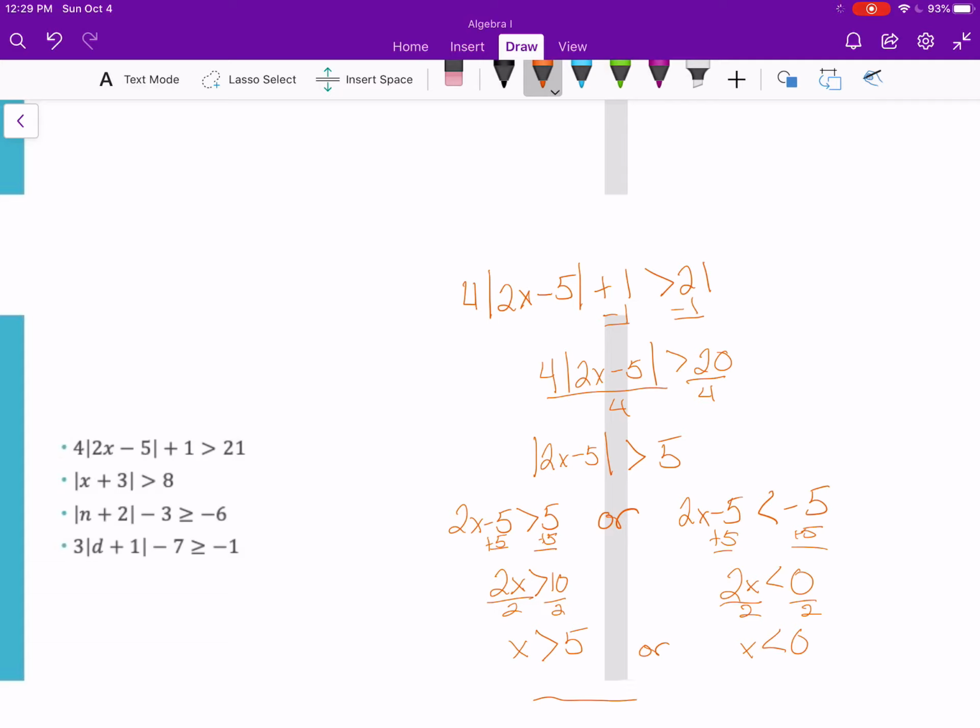And then we draw our number line. Here's 5, here's 0. They're both going to be open circles. Greater than 5 or less than 0. You can go ahead and test that by picking any number you want. Otherwise, just trust that you're doing it correctly. So let's look at the next one.